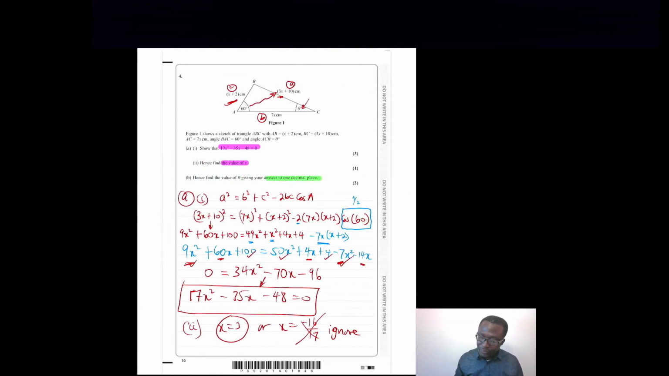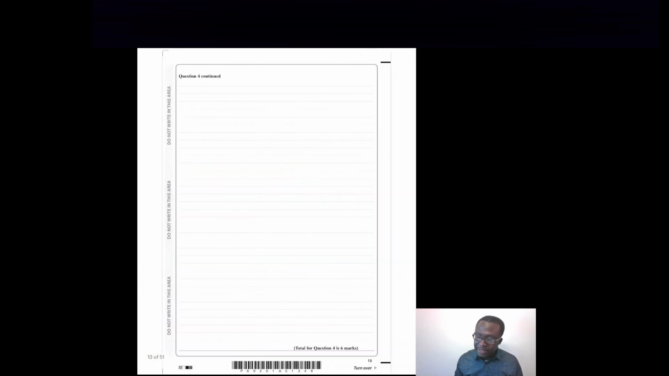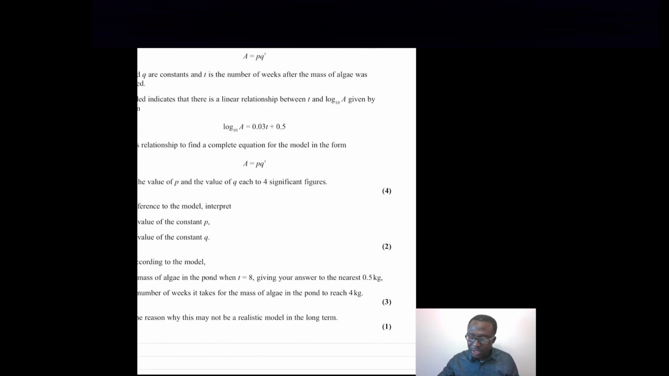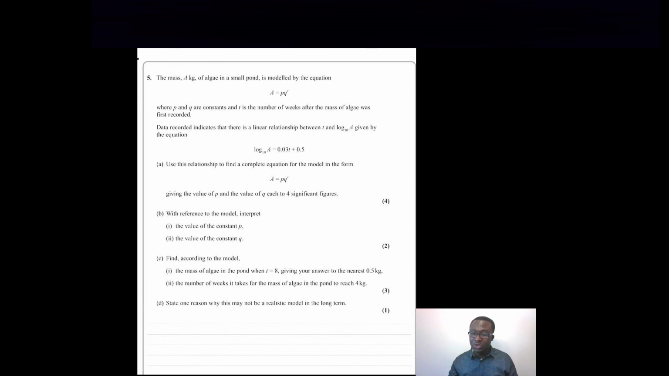Now we're going to question 5, which has the tendency to scare us. It has a lot of words. No need to worry, just read it and make sure you put into context what each one means. So it says the mass, A kilograms, of algae in a small pond is modeled by the equation. We've been given the equation there. A equals P Q to the power T, where P and Q are constants and T is the number of weeks after the mass of algae was first recorded.